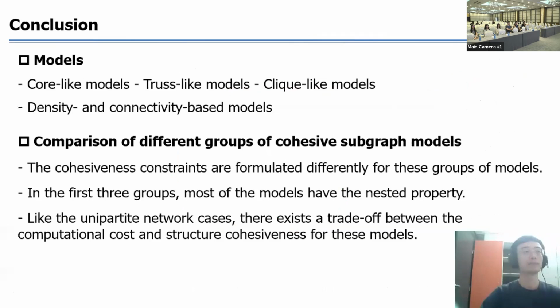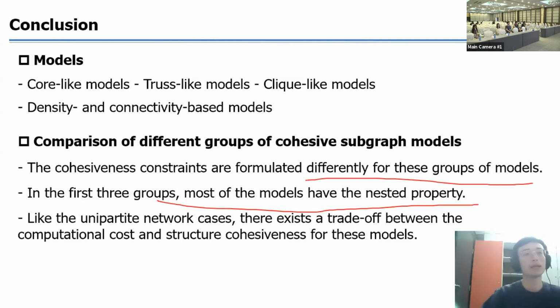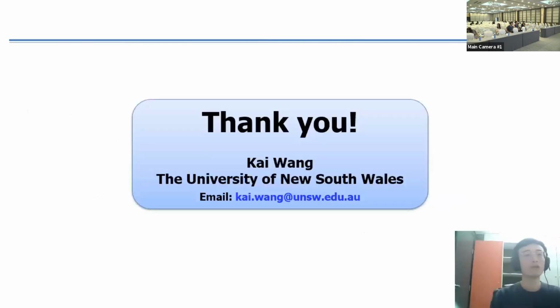Now for the conclusion of this part. We have introduced different groups of cohesive subgraph models. The cohesiveness constraints are formulated differently for these groups of models. For example, they can use degree or butterflies to formulate different cohesiveness constraints. Also, in the first three groups, most of the models have the nested property. And like the unipartite network case, there exists a trade-off between computational cost and structural cohesiveness for these models. For example, the core-like models can usually be computed simply, and the clique-like models are usually hard to compute.